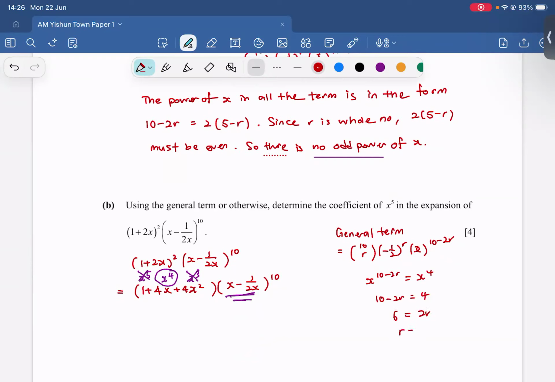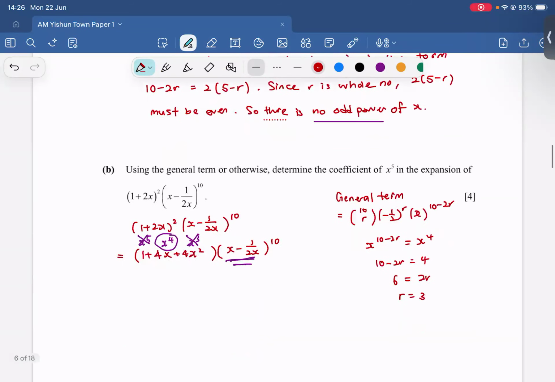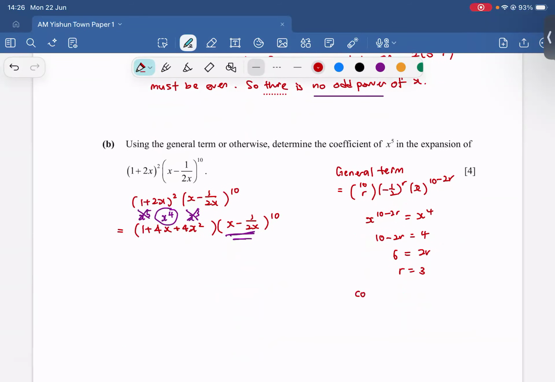So you know that when r is equal to 3, that is when we have x power 4. So what is the coefficient of x power 4? We just put 3 into the general term, 10 C 3, and then minus half to the power of 3. Okay, what do we have? We have 120 over 8, we have minus 15. So this will become this. In this whole expression, I will have minus 15x power 4.